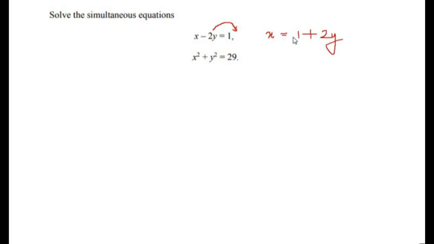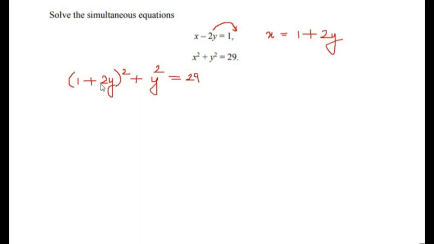Now I am going to substitute x equal to 1 plus 2y in the second equation. In place of x, we have to substitute 1 plus 2y. Now since it is x squared, we have to square the entire term. Plus y squared stays the same, equals 29.